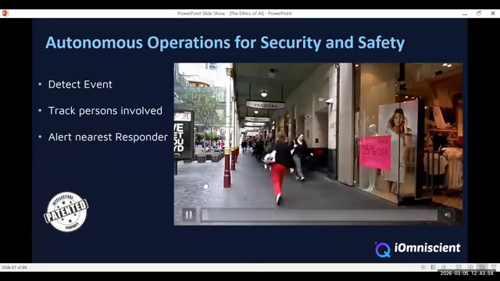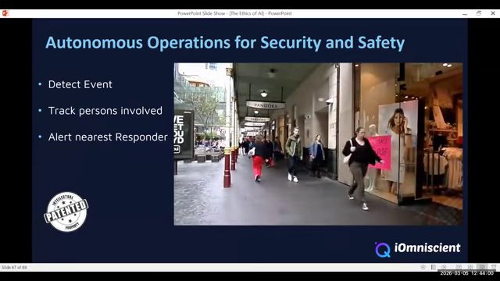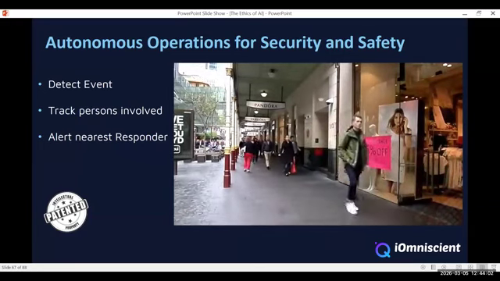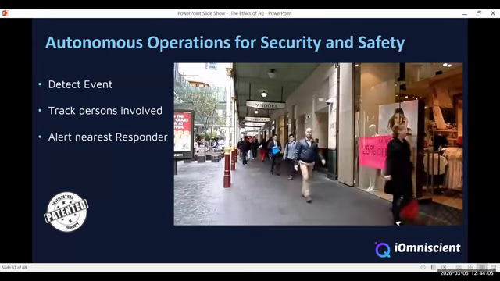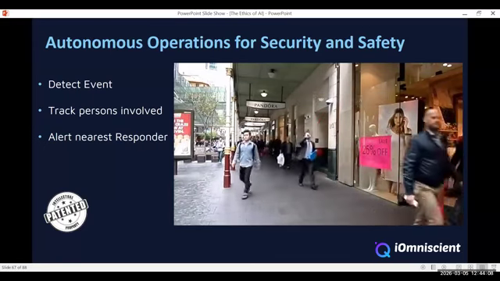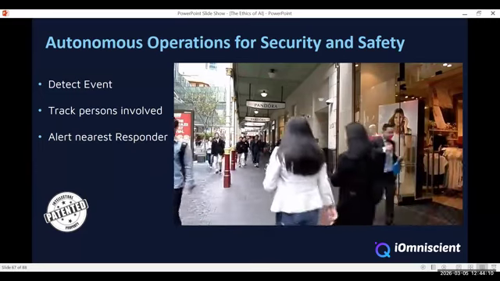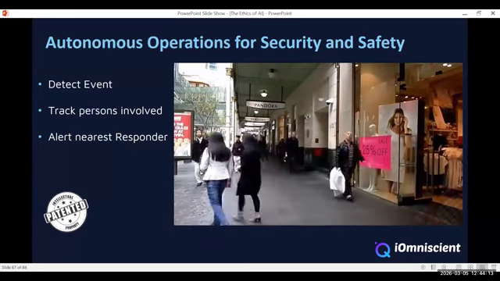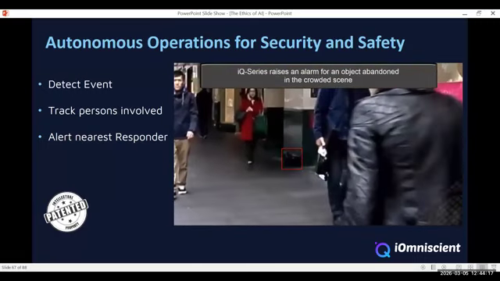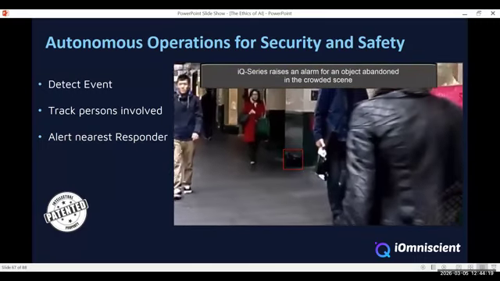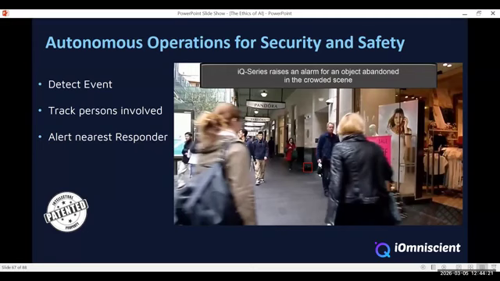iOmniscient's speciality is the ability to provide multiple video analytics in very complex scenes. As you can see, a person has dropped a bag. He has abandoned it and he is walking away. The bag is being obscured by people walking in front of it and it is hardly visible. The system has found the bag. This is our speciality. We can cope with situations where the object is significantly obscured.